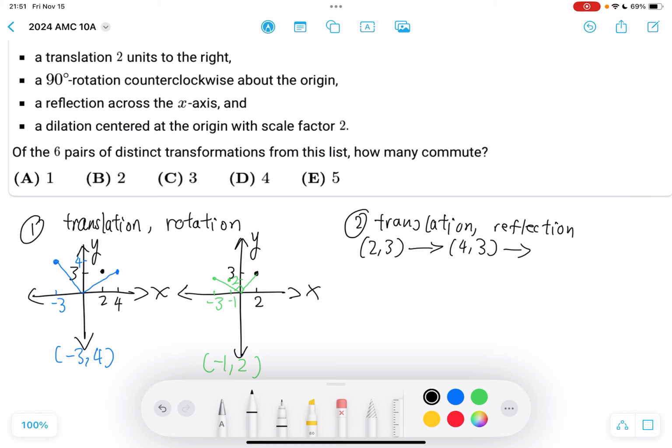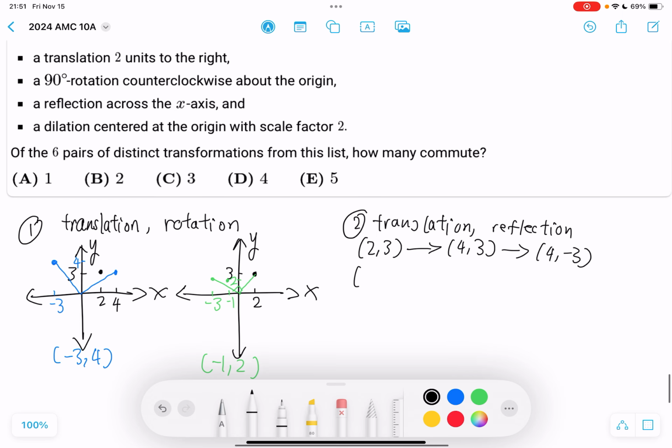And then you reflect it across the x-axis. If you reflect a point across the x-axis, so you can use this as a reference, the y coordinate becomes negative. So now it's 4, -3. It's going to be here. It's 4, -3, right?